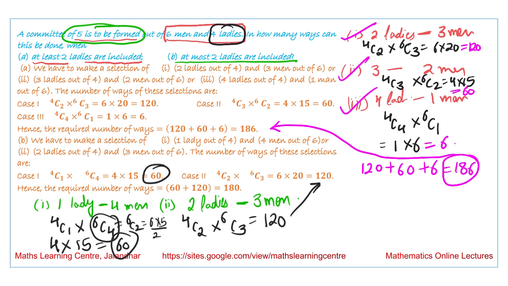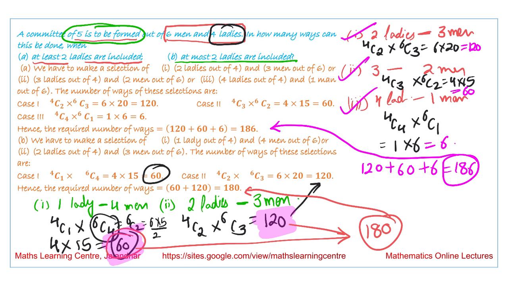So by the fundamental theorem of addition, the final answer we obtain, we are saying that either we can have this case or we can have this case. So the total number of cases is 180, that is the sum of both these.